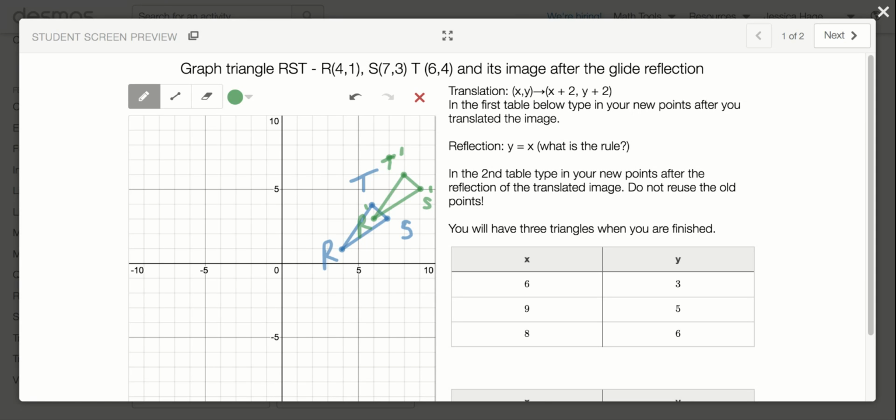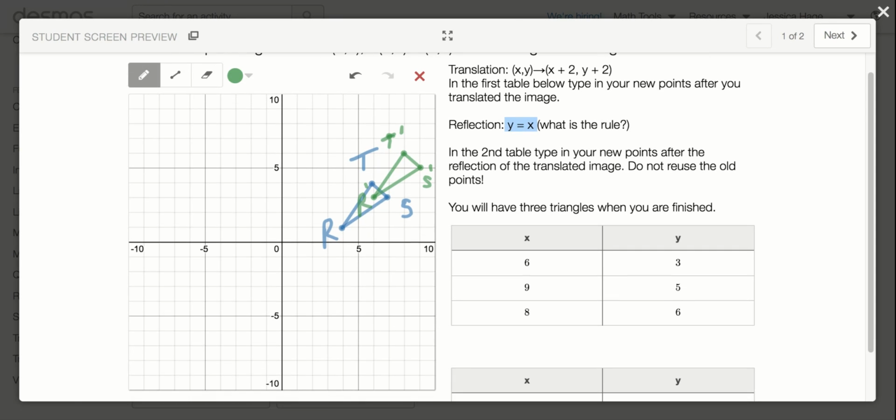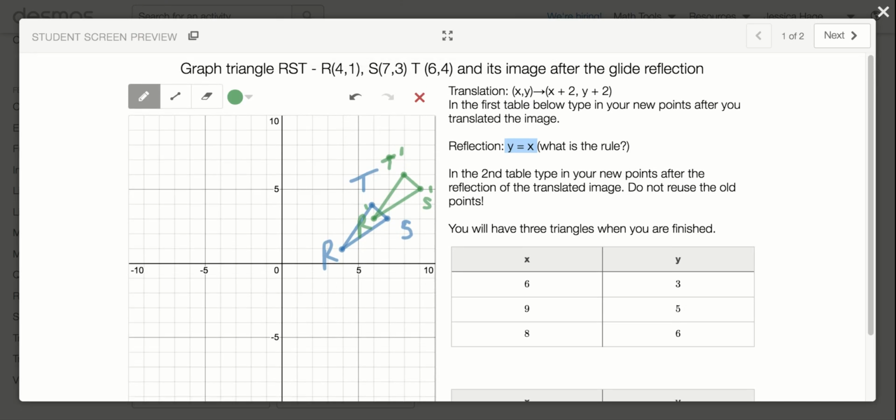Now we need to reflect the green one, and our rule for the reflection is right here. You're always going to have a different rule depending on what it says. This is y equals x. So you want to think about what the rule is for that, and we're going to put that in the second table. Okay. When you do glide reflections, you do not go back to the beginning. We've already slid it, and now the one in green is the one that we're going to reflect.